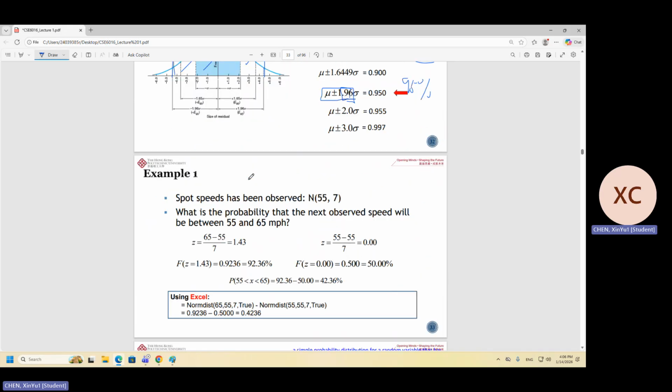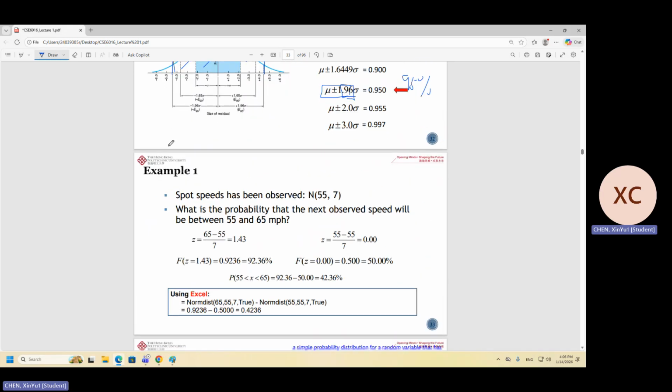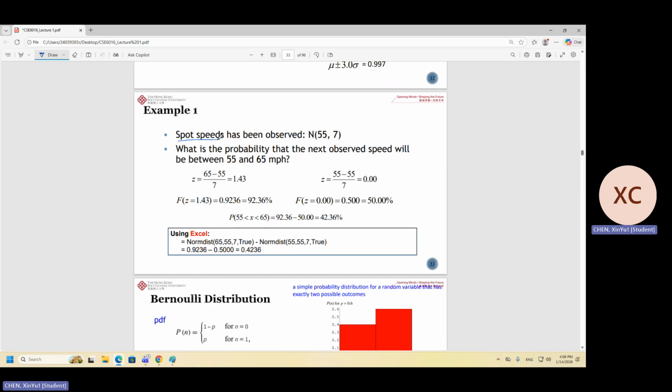Okay, so let's talk with a very simple example. We have some data from observation, and we measure the speed of the cars on the expressway in Hong Kong or wherever. So we can get them. Okay, based on the distribution, something like that, it shows that the mean is 55 and the variance is 7.